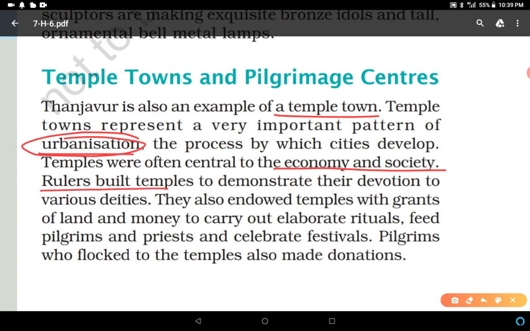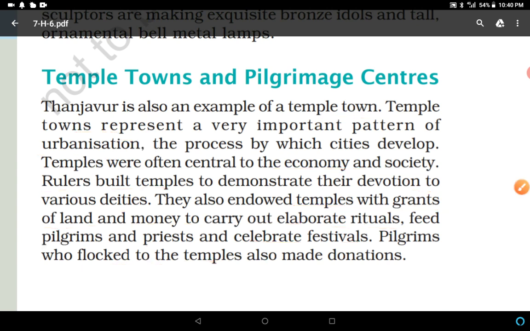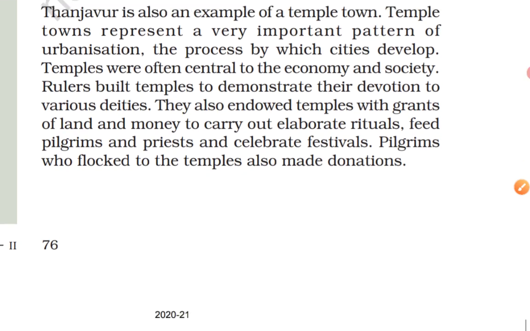So rulers built temples to demonstrate their devotion to various deities. They also endowed temples with grants of land and money to carry out elaborate rituals, feed pilgrims and priests, and celebrate festivals. So these also were symbols of the power of the kings. Those kings who built big temples were powerful kings. They used to perform different kinds of rituals and other activities. Pilgrims who flocked to the temples also made donations. So in this way temples became a big hub of the economy.